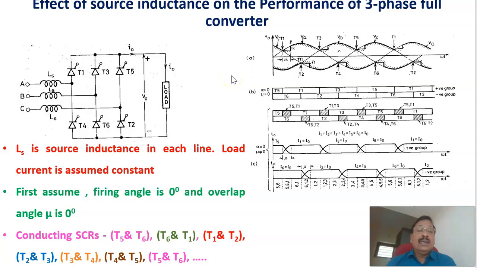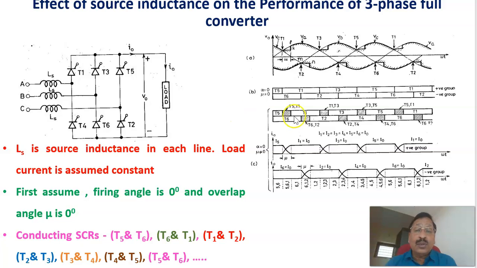Here we are neglecting the drop in the source resistance, and normally we are considering only the source inductance. Therefore, Ls is the source inductance in each line, and the three-phase supply input is given here. We are assuming the load current is constant. Now, first assume that the firing angle equals 0, because we are taking alpha equals 0. Here, at this instant, T1 is fired.